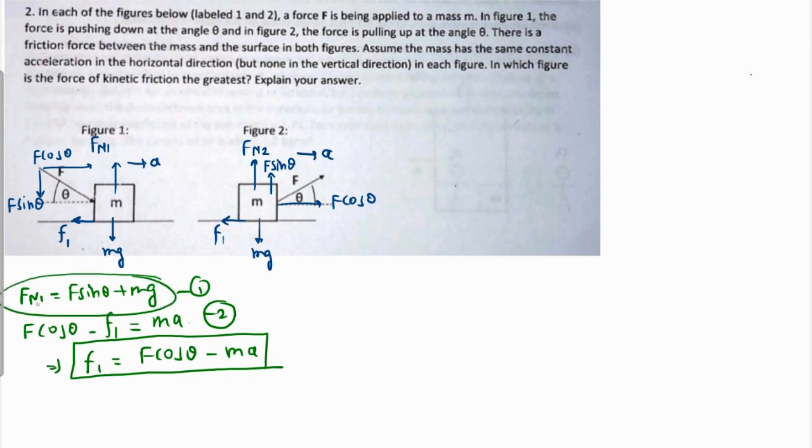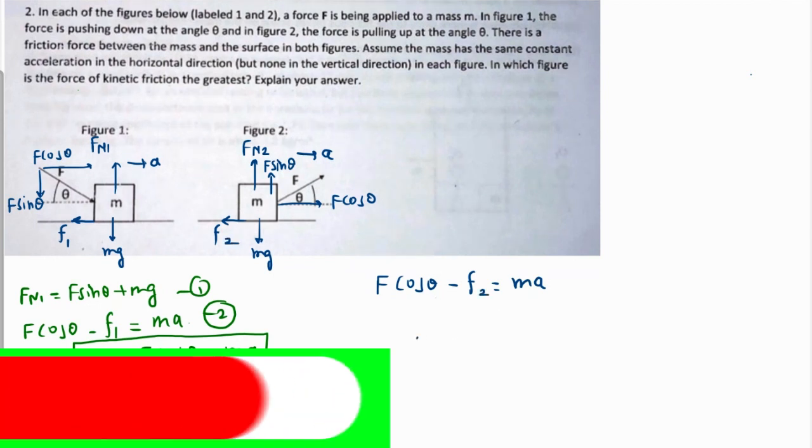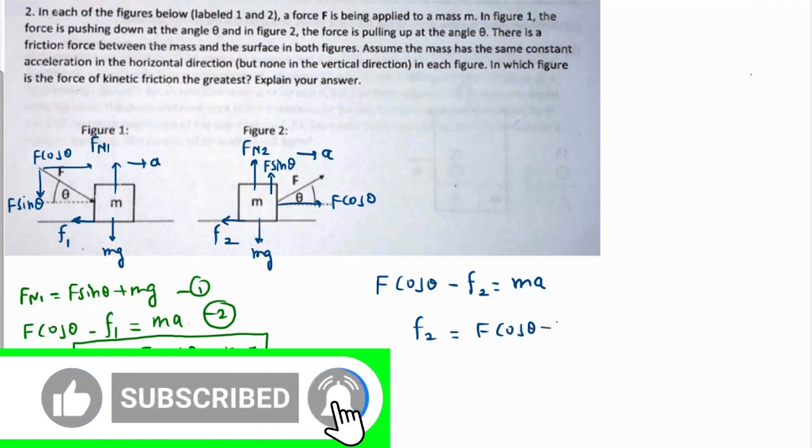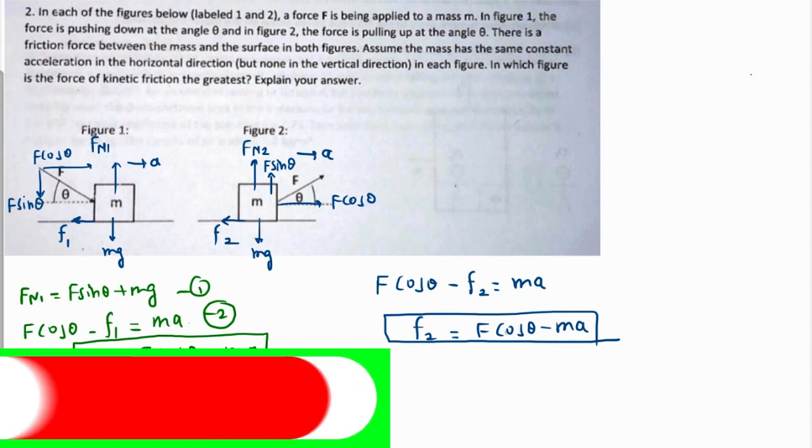Equation 2 seems like it does not really have any relevance. And that's what I'm going to do with the other figure as well. So again, the horizontal force is going to be F cosine of theta minus the friction force F1, that is equal to ma. It's not F1 actually, that has to be F2. So let me just change it to F2. F cos theta minus F2 is equal to ma. So if I rearrange, then friction force F2 is going to be F cosine of theta minus ma.